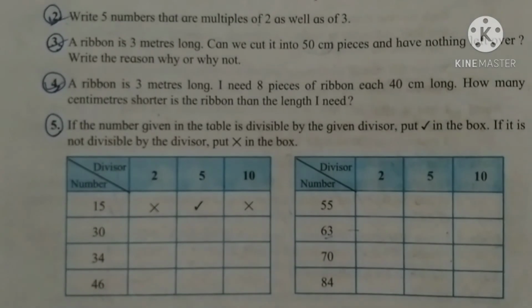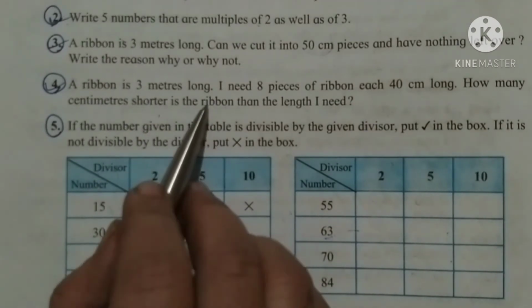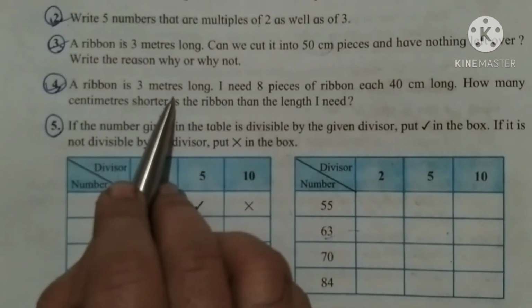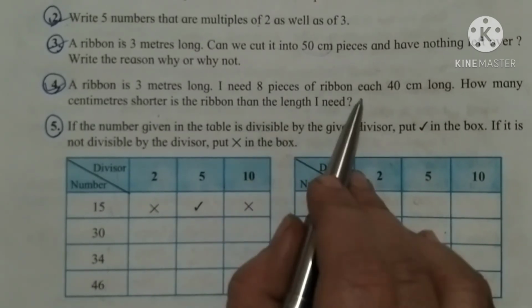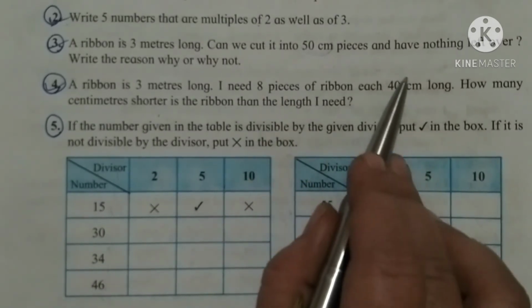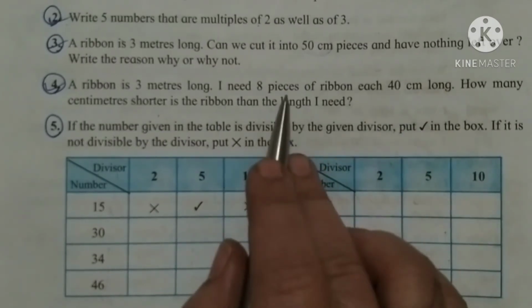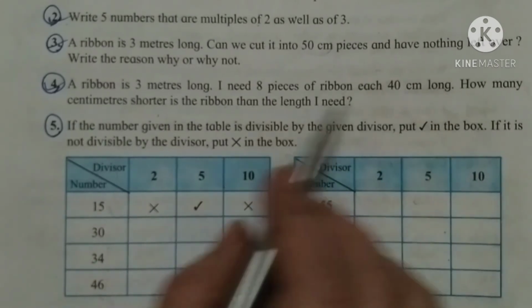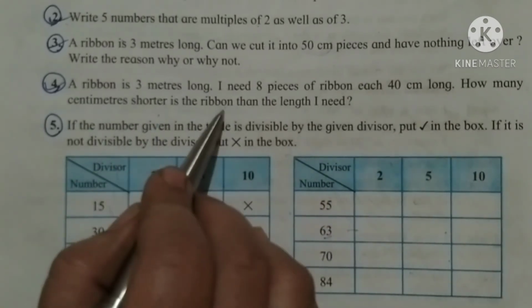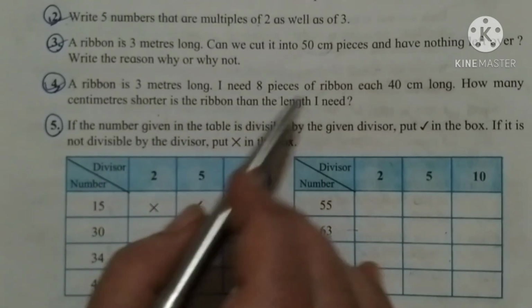Now let's see the fourth question. A ribbon is 3 meter long. Again one ribbon is there, 3 meter long. I need 8 pieces, each 40 centimeter long. We have to make 8 pieces of 40 centimeter length. How many centimeters shorter is the ribbon than the length I need?